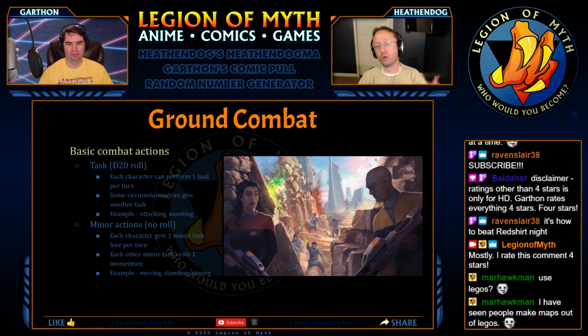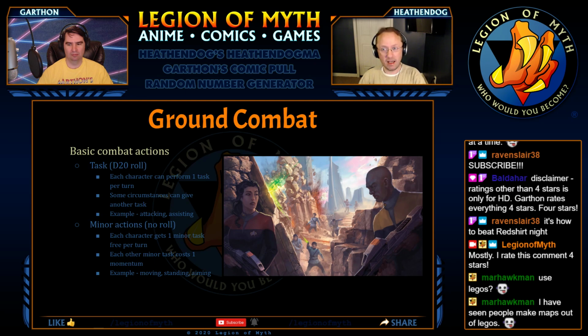Now, next, we're going into an example of ground combat. First, I'm going to talk to you about what ground combat is. Basically, if you attack someone, that is a task. A task is your main action in the round. Each character, with very few exceptions, can only use one task per turn or per round, per your initiative. That's when you can use one task.